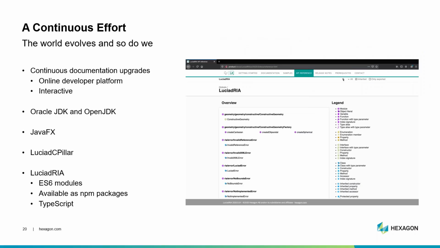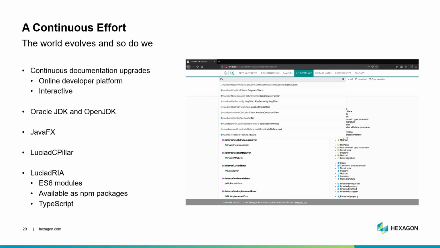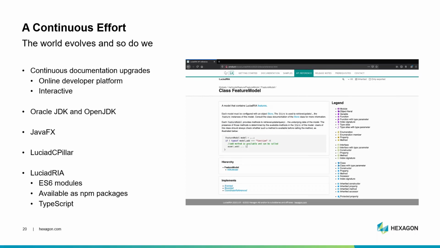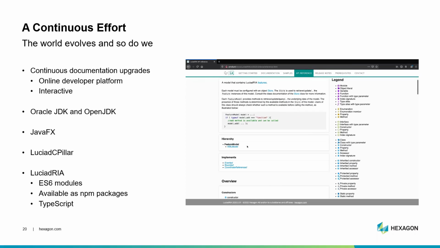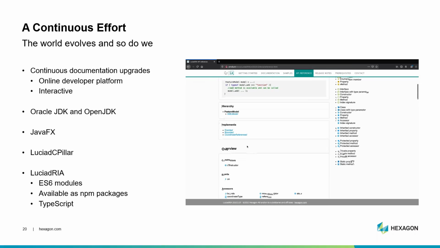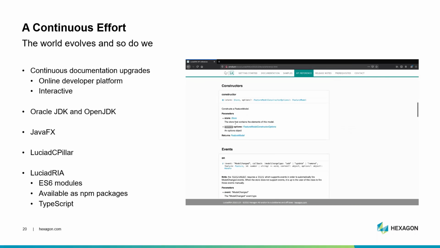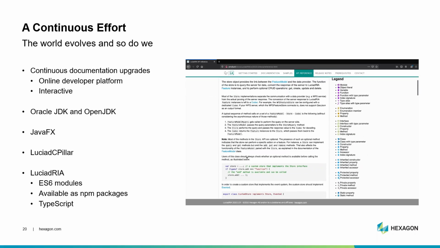This is, of course, a continuous effort. The world evolves, and so do we. So a few examples of that are, for instance, continuous documentation upgrades. It started up by offering an online development platform, for instance, which makes it very easy to search through all the documentation, but also making the documentation interactive, as you can see there in the little video, where you can just browse through the different parts of the documentation very interactively, and you get your code snippets and everything that's relevant for the functionality you're looking at.